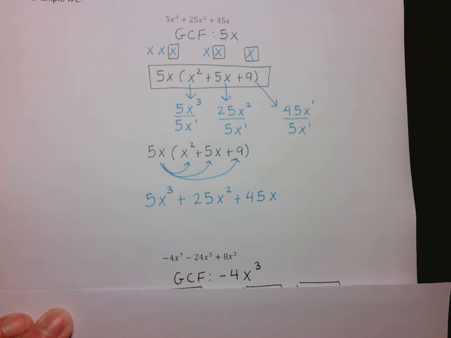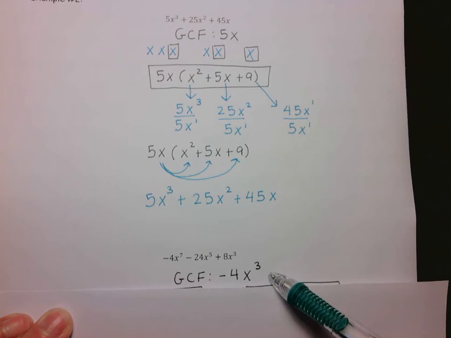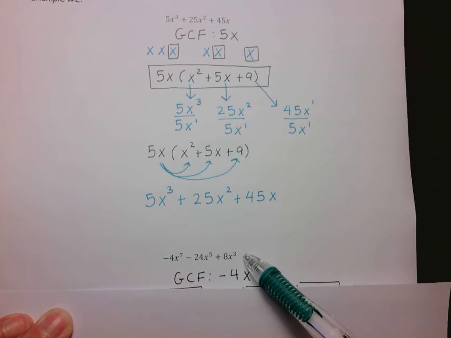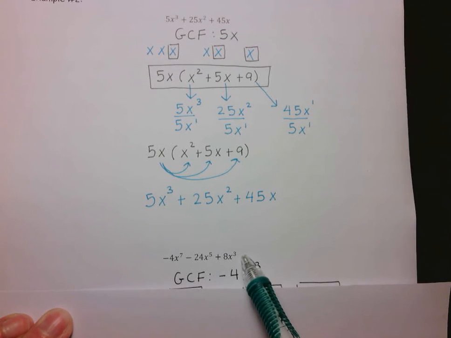Now, why did I say negative 4? Because the leading coefficient, or the coefficient of your first term when you get your final answer, must be positive. That's the rule. So if your leading coefficient is negative, you have to factor out that negative as well. Now, how did I know that it's x to the third power? Well, looking at my variable x, the lowest exponent is 3. So that means I can factor out 3 x's out of each term.